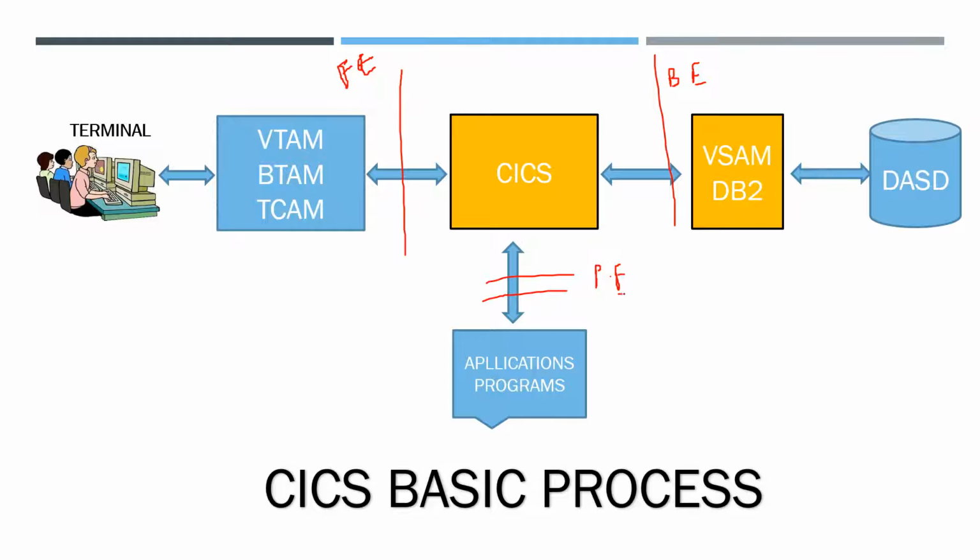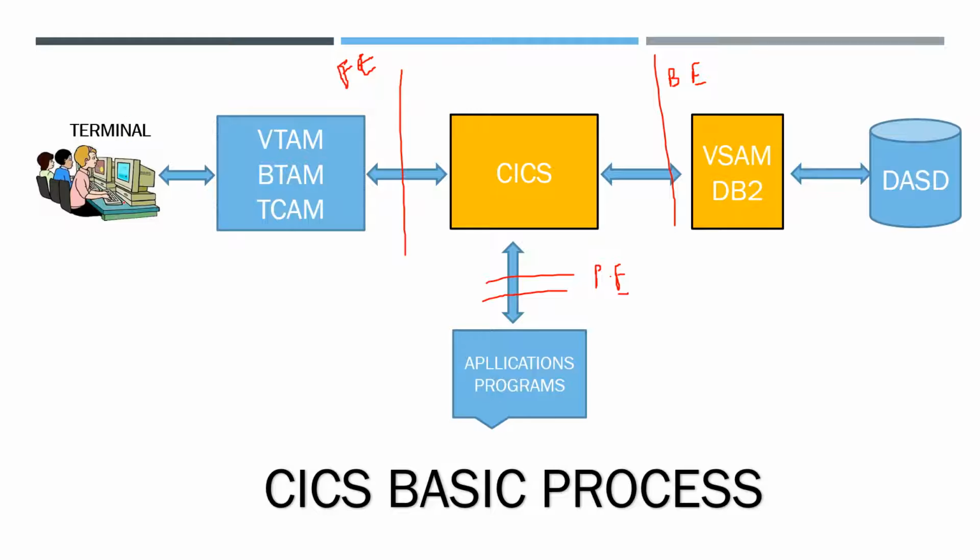Front end, where the user is connected to CICS. Backend, where CICS is connected to the storage. Processing end, where the processing takes place. Here, firstly, the terminal is connected to CICS. Terminal, in the sense, is a user.